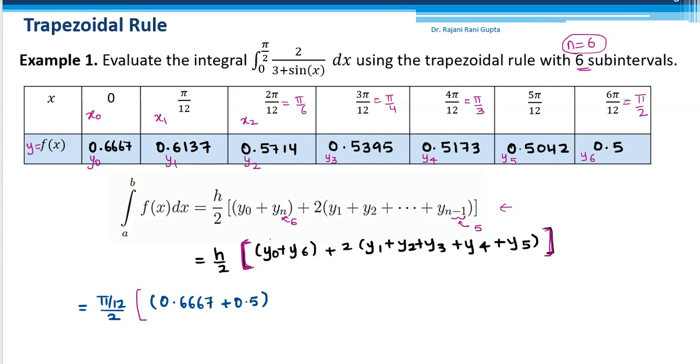To make sure that you are not using any value again, just make a tick once you are picking the value. Plus 2 times y1, which is 0.6137. Okay, done. Then y2, 0.5714. Okay, done. Then 0.5395.